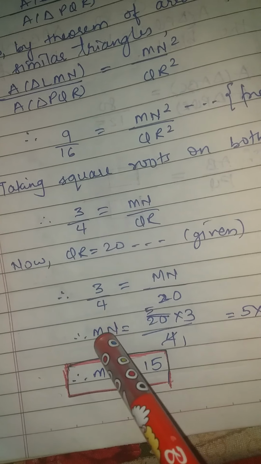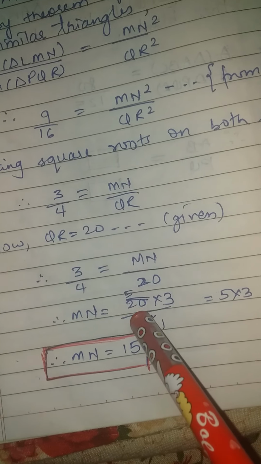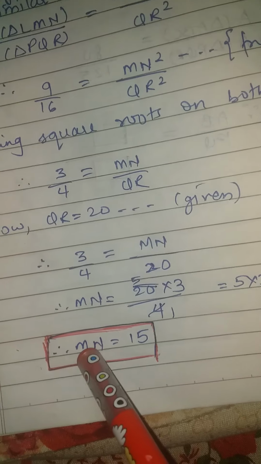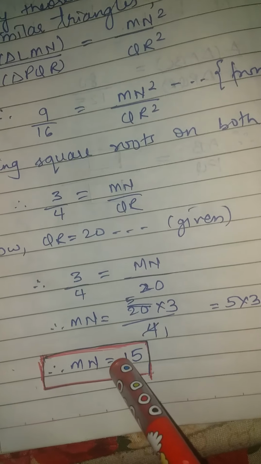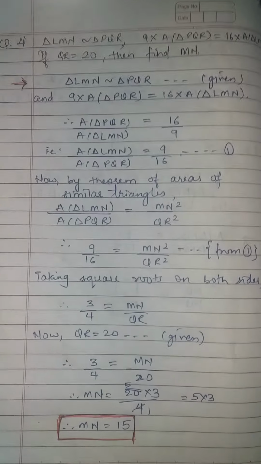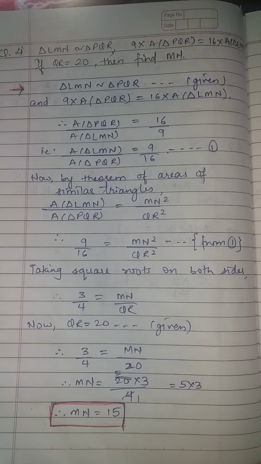Cross multiply. MN will be equal to 3 into 20 upon 4. 4 fives are 20, so you have 5 into 3, that is 15. So the final answer is the value of MN is 15 units. We were asked to find MN, and the value of MN is 15 units. You can copy the solution and note it down in your notebook.